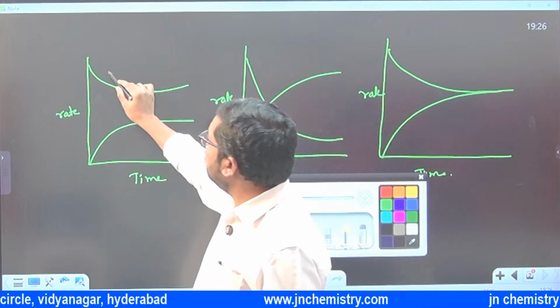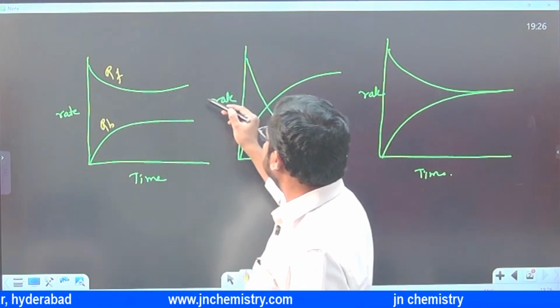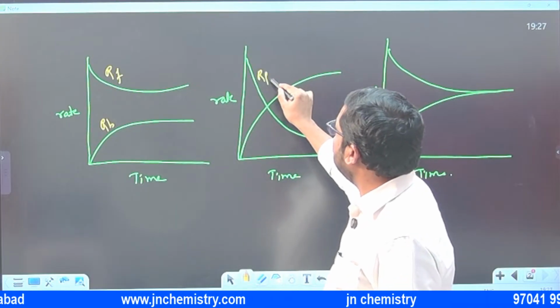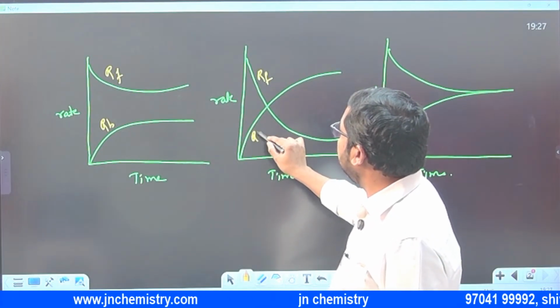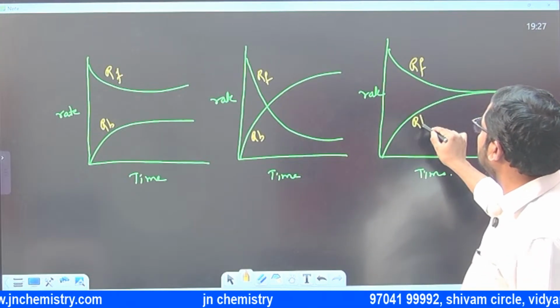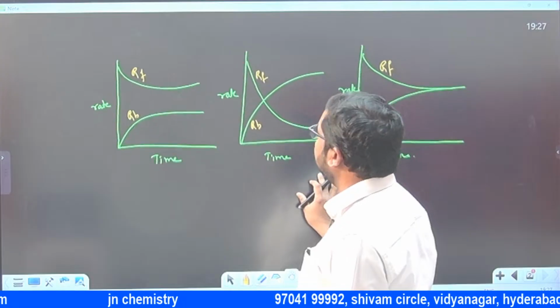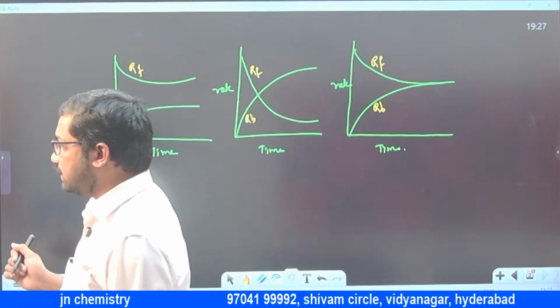So this is RF, forward reaction, this is backward reaction. Forward, backward, RF. Yeah. So which represents equilibrium? Which graph represents equilibrium?